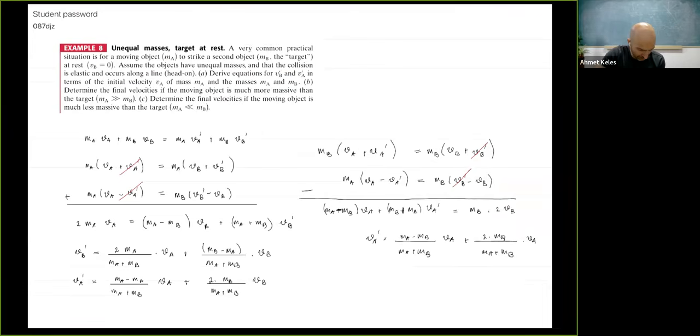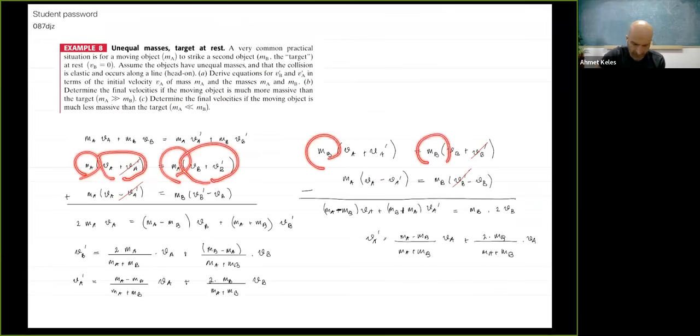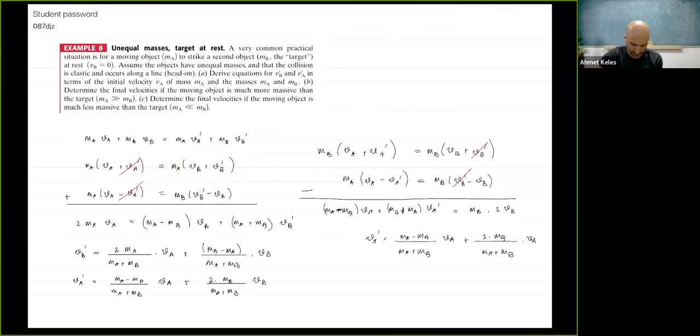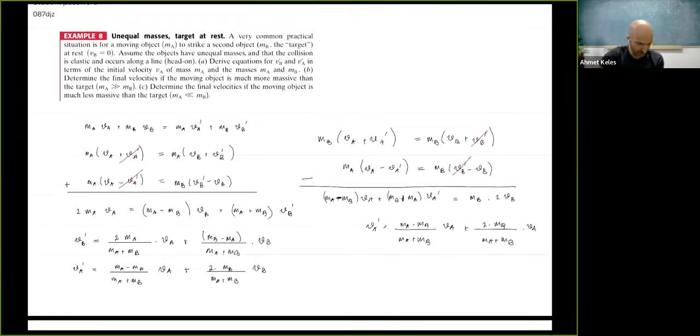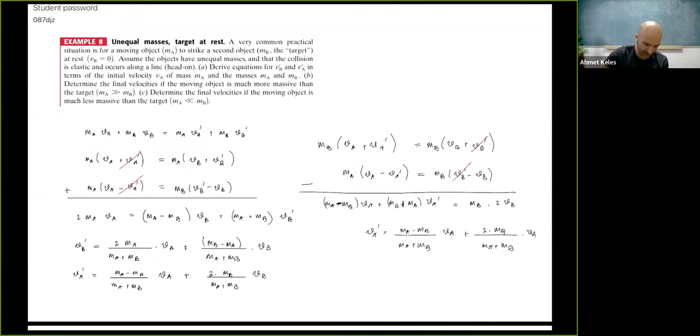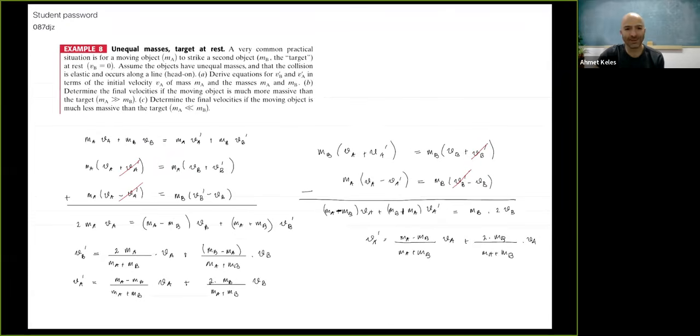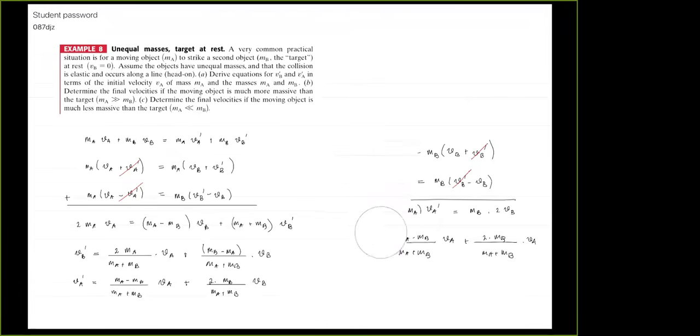So I started with momentum conservation and I wrote VA plus VA prime is equal to VB plus VB prime. I multiply both sides with MA here and both sides with MB here, and I try to solve these equations in parallel. But like I said, this is not something you can do with your eyes closed. You have to do it a couple of times to get the muscle memory. Thanks, hocam.